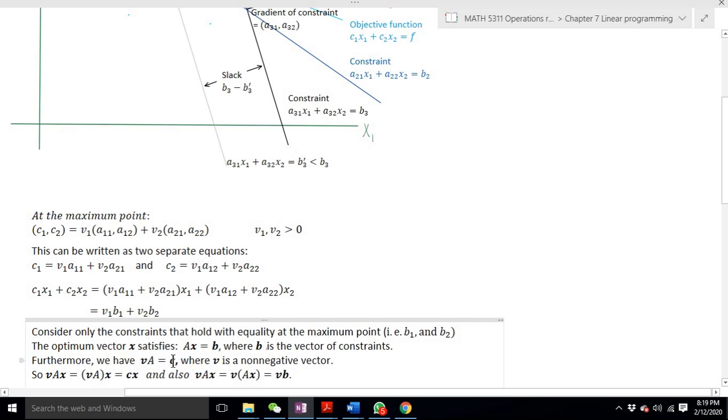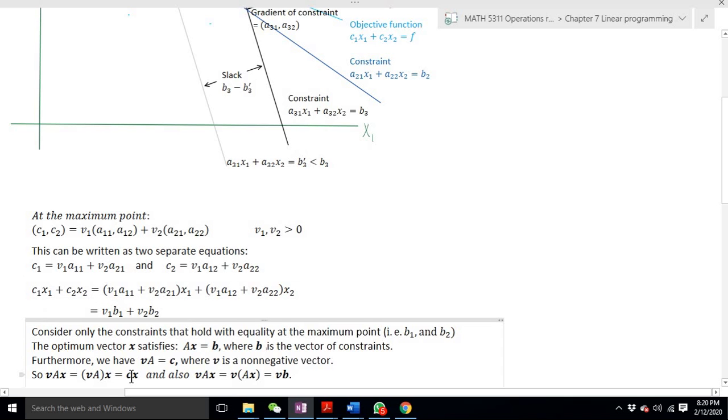All right? Now, what are we trying to optimize? We're trying to optimize C1x1 plus C2x2. Now, in terms of vectors, that's just the same thing as the row vector c times the column vector x. This should remind you of matrix multiplication. That's exactly what it is. If you write this out as a row vector c times column vector x, you'll see that that's what this quantity is here. All right?